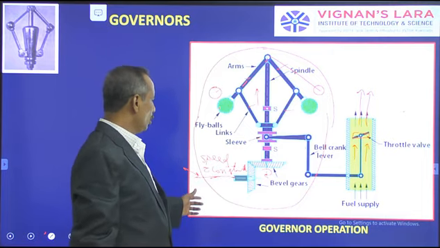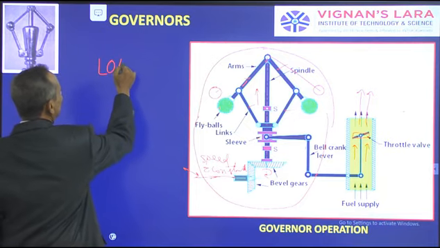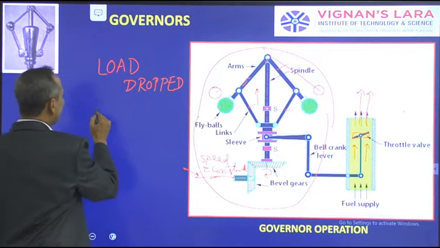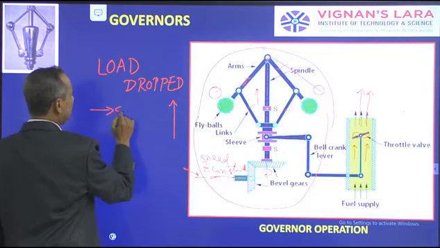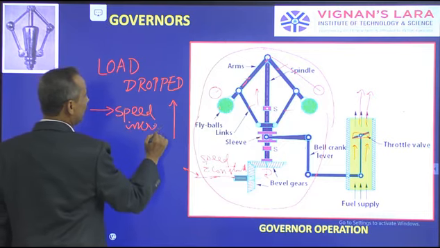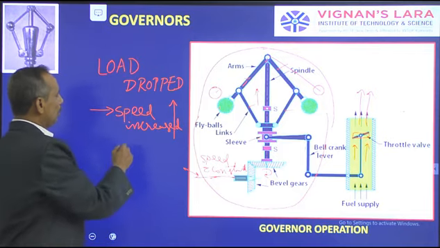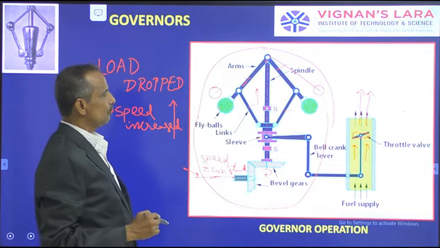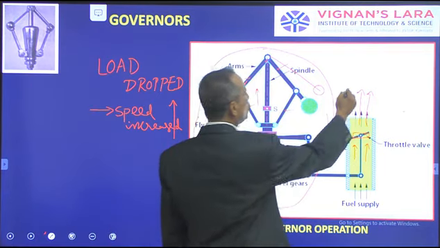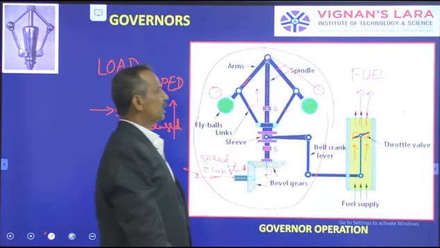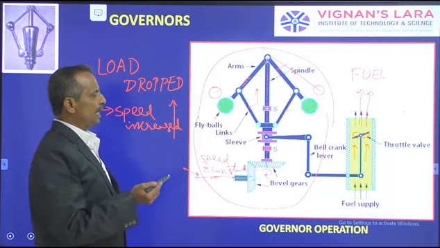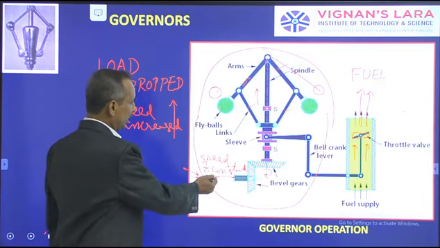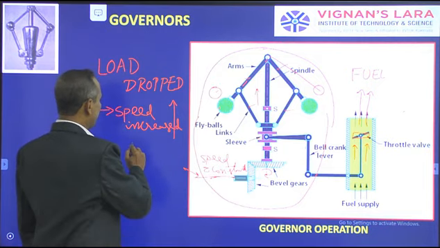So as I said, the load dropped. When the load dropped, the speed increased. But what I require is a constant speed. So when the speed increases, the fly balls move up, then the bell crank lever will be closed partially. Then the amount of fuel that enters into the working cylinder is reduced, and automatically the power developed will be reduced, then the speed will be reduced, which maintains constant speed.